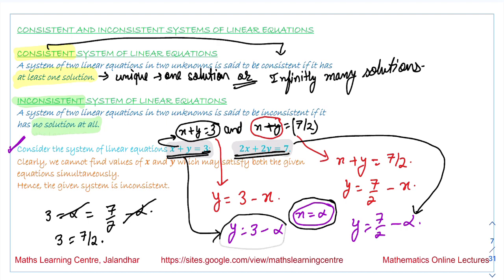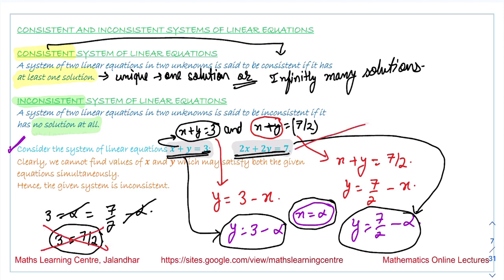If we suppose that such a value exists, then we arrive at a contradiction, that 3 is equal to 7 by 2, and this is not possible. It means that what we assumed, that the system is consistent, is wrong. This system cannot be consistent. It means this system has no real solution, or we say it has no solution.